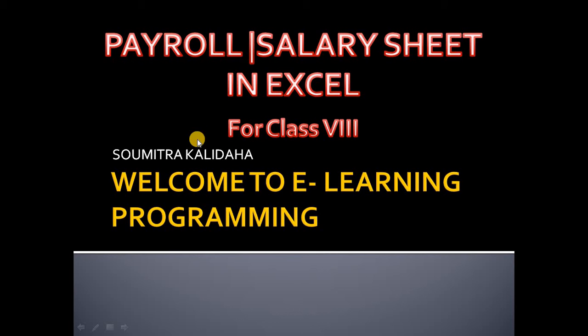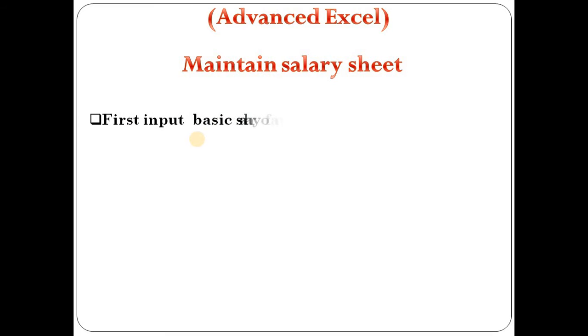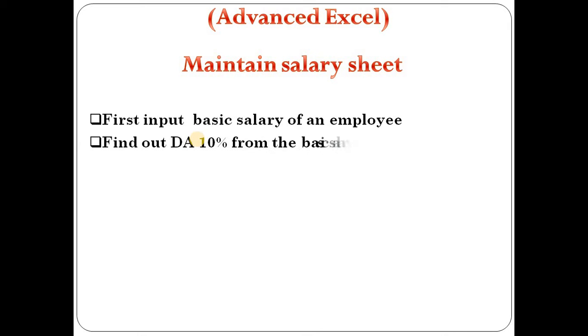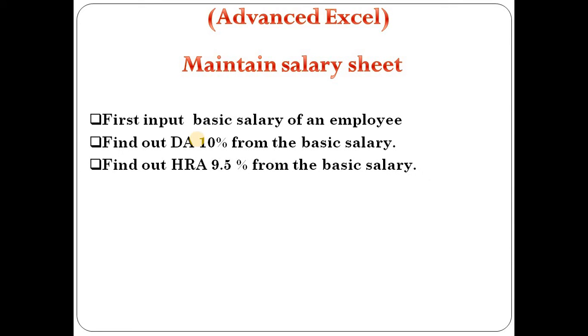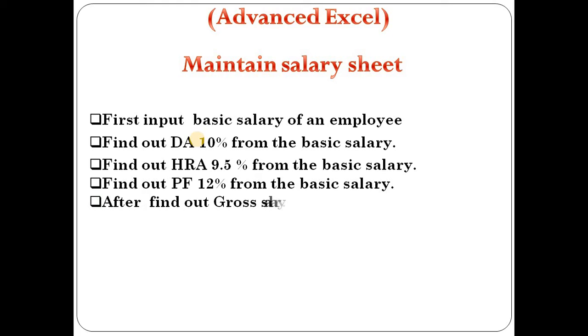Now look at these few points. First, input the basic salary of an employee and find out DA, the dearness allowance, 10% from the basic salary. After that, find out HRA, house rent allowance. This is also 9.5% from the basic salary. Find out PF, that means provident fund, 12% from the basic salary. After, find out gross salary, that means all the payable things including gross salary.